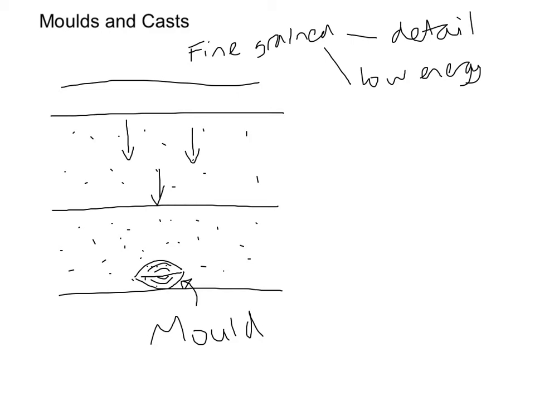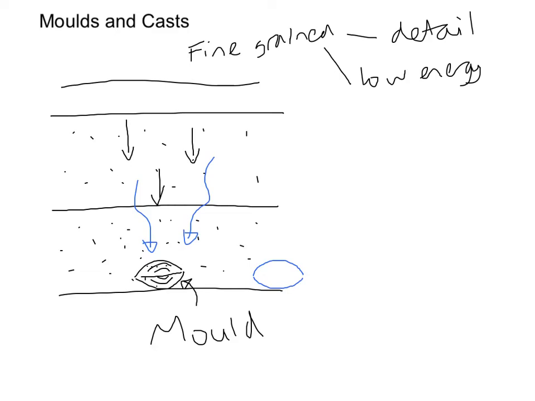Now, over time, as we said before, groundwater moves through this sediment, and because it's slightly acidic, will dissolve away. Will actually dissolve away the inside of this organism. So you're now left with, let's draw one over here. There we go. So we have now an imprint, a mould, with a space in the middle.